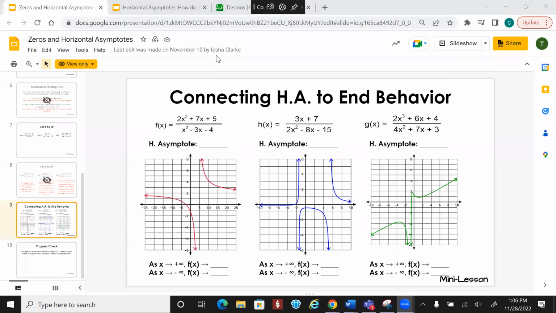All right, so on the first one, what is your horizontal asymptote? y equals 2. Okay, so it's this line right here. What about on the next one? What is that going to be? y equals 0. So again, this line right here. And then this one, that's going to be none. Okay. Ta-da!